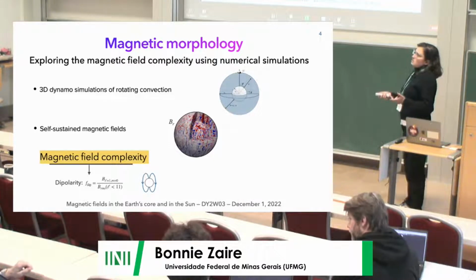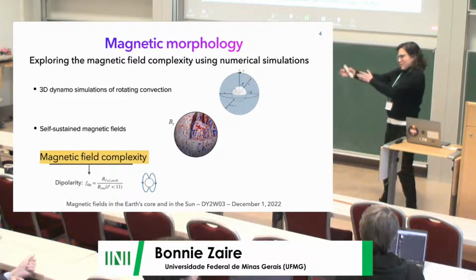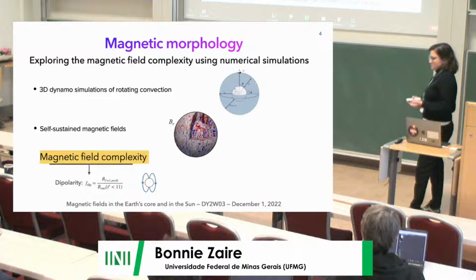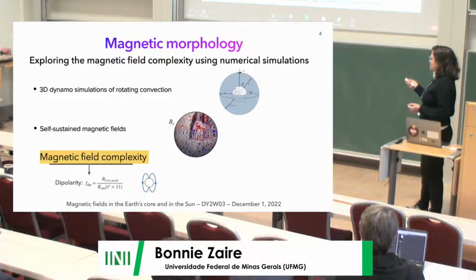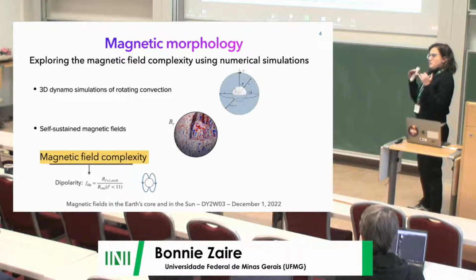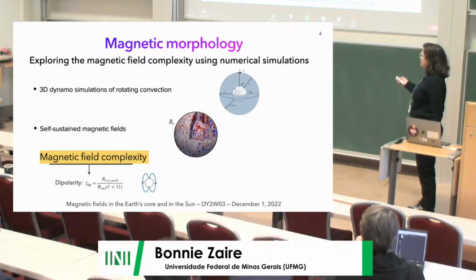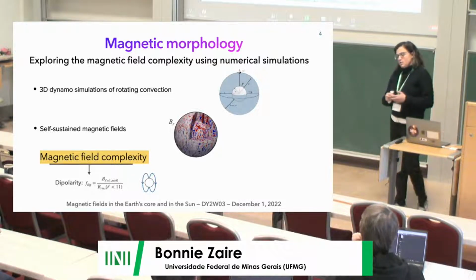And we are only looking for simulations that amplify magnetic field, are self-sustained, and we are analyzing the steady state. We are going to define the magnetic field complexity following most studies for the Earth, which is defining the dipolarity, this quantity: the field strength in the axial dipole, so basically the dipole aligned with the rotation axis, divided by the field strength truncated at a given order.